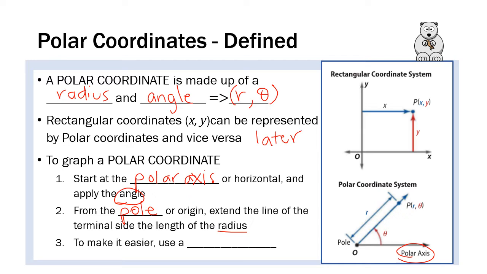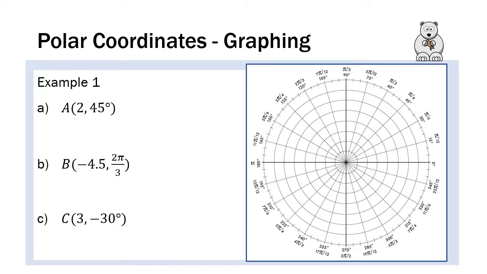To make things easier, we're going to use a polar grid, the circular grid, if you use Desmos to see any of your graphings. Just like this. If you have your unit circle, that's going to be helpful because we are going to be using radians sometimes. But we'll talk about converting in a minute. Let's go ahead and graph the first one. And remember to start with the angle. That's always the best thing to do.